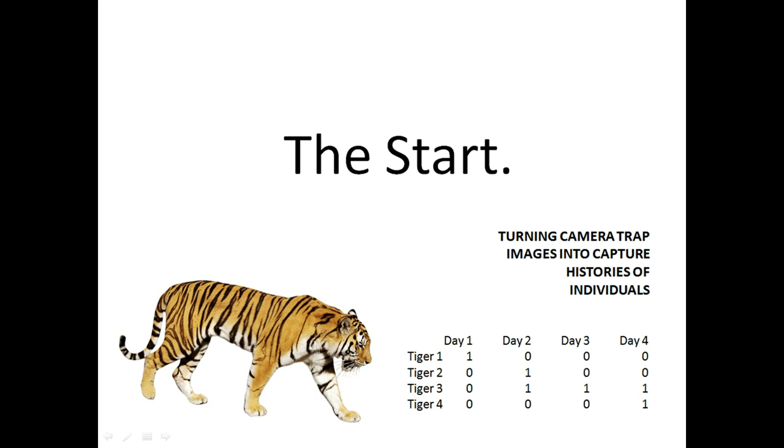Just to clarify the capture history, in case you've never worked in this field, it's represented here by this table on the right, where, for example, this tiger, let's call him Tiger 1, he was observed on day 1. But then a new tiger has come into the area onto camera trap, and he's recorded on day 2. Tiger 3 is recorded on day 2 and recaptured on 3 and 4.